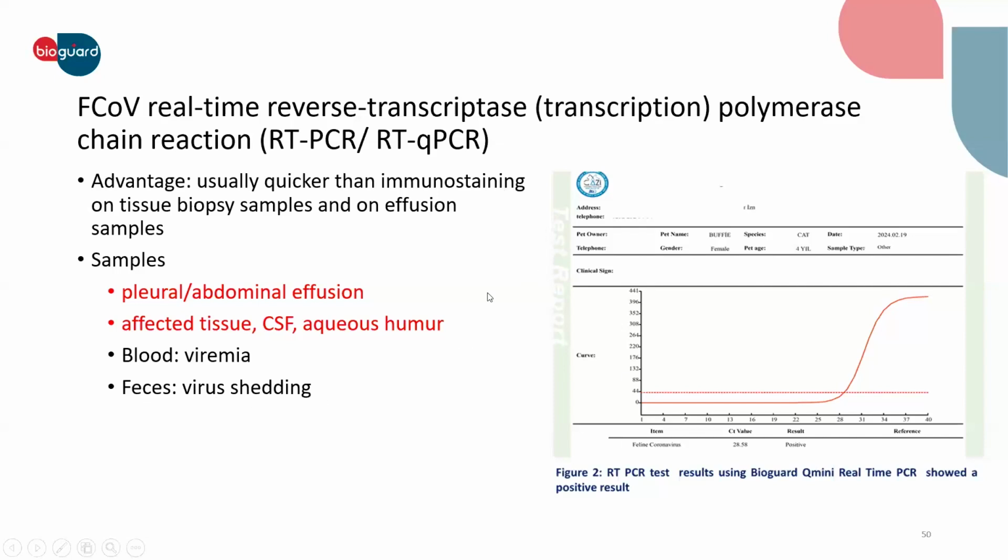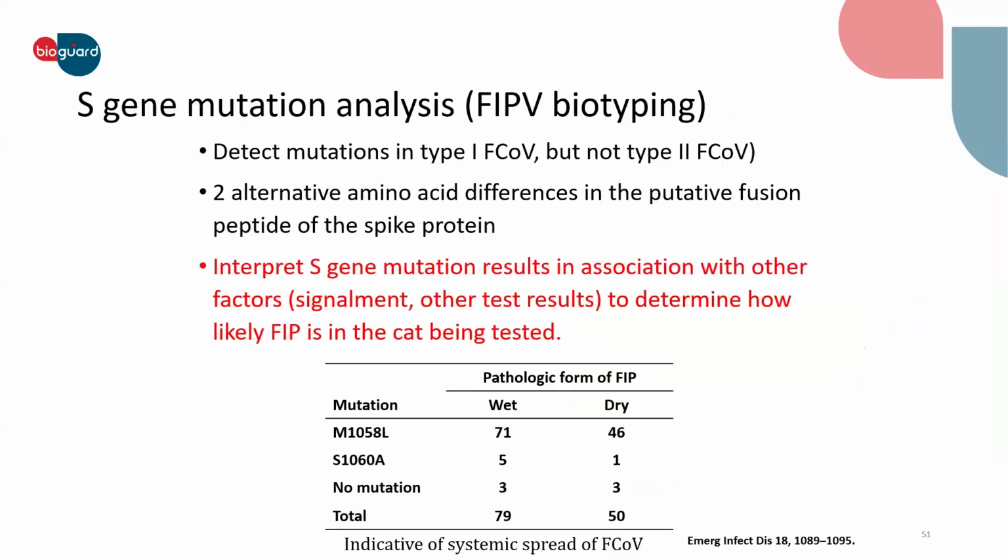And if the cat has FIP symptoms, and the PCR from the effusion or from affected tissue is positive, that is highly indicative of FIP infection.